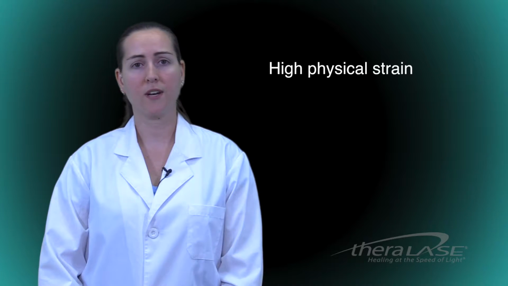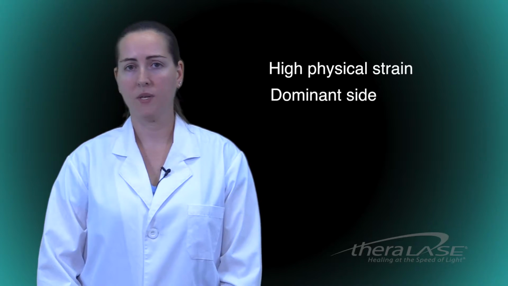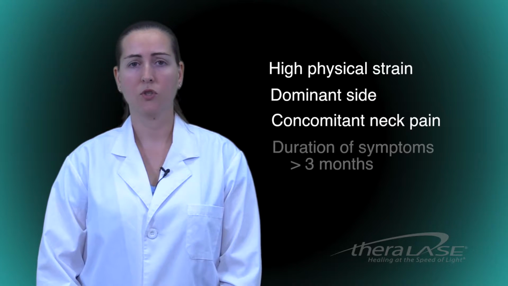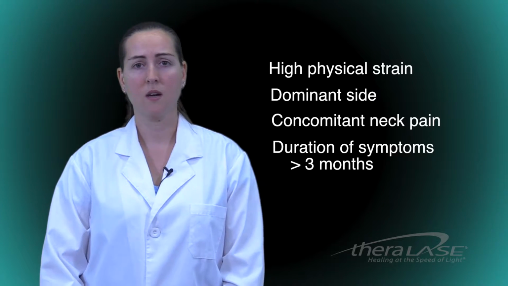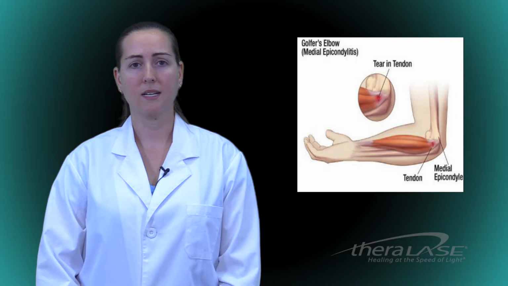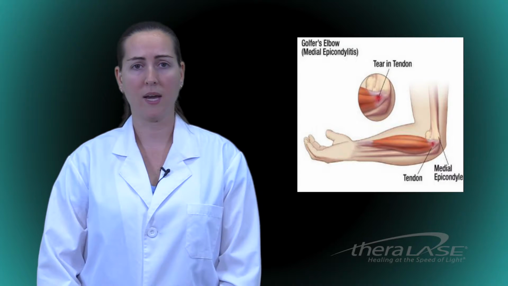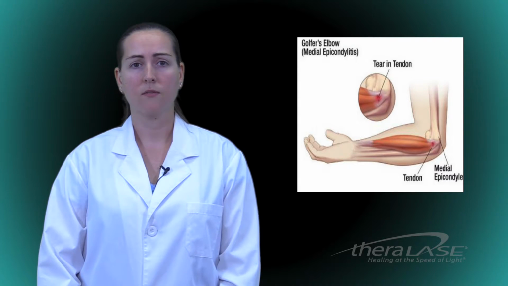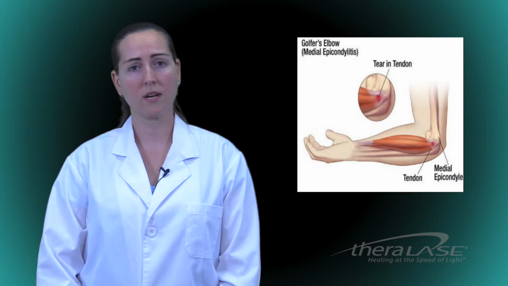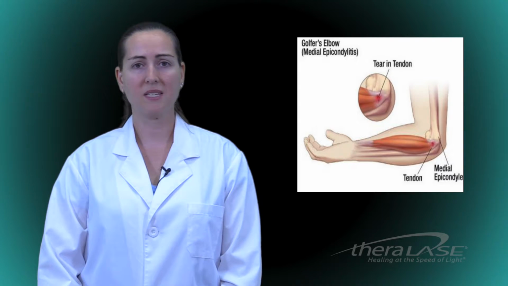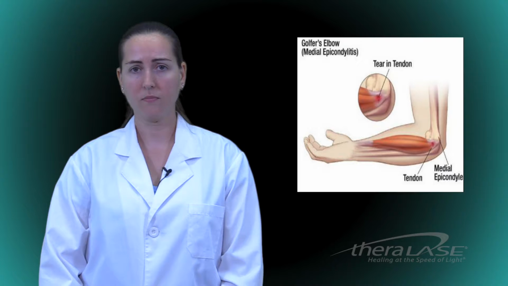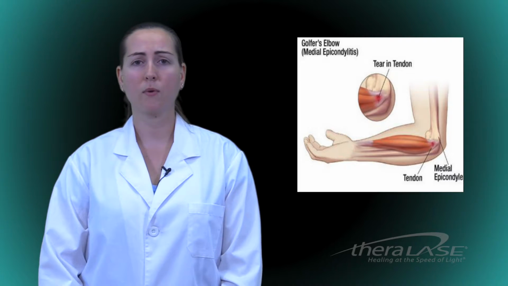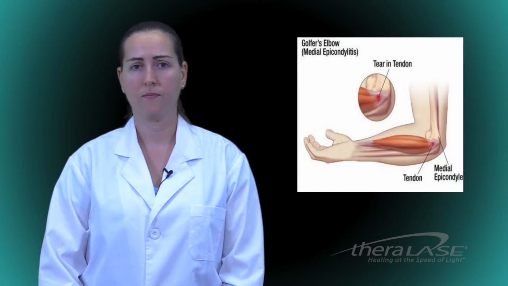Factors that correlate with a poorer prognosis include high physical strain at work, dominant side involvement, concomitant neck pain, duration of symptoms greater than 3 months, and severe pain at presentation. Patients with medial epicondylitis typically complain of medial elbow pain that develops gradually over time. The pain can range in severity from having a minimal effect on sports or work activities to severely impairing basic daily tasks and sleep. Symptoms are usually exacerbated by repetitive movements of the wrist and elbow.